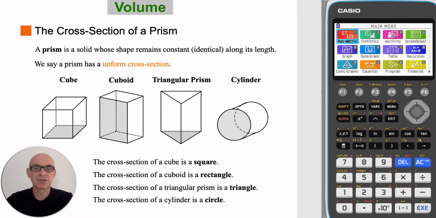A prism is a solid whose shape remains constant or identical along its length. We say a prism has a uniform cross-section. The cross-section of a cube is a square. The cross-section of a cuboid is a rectangle. The cross-section of a triangular prism is a triangle. And the cross-section of a cylinder is a circle.